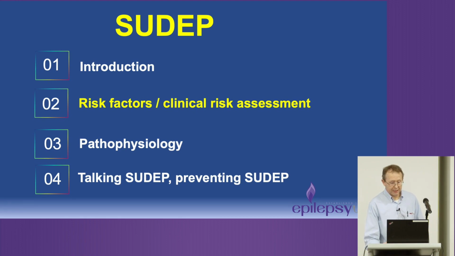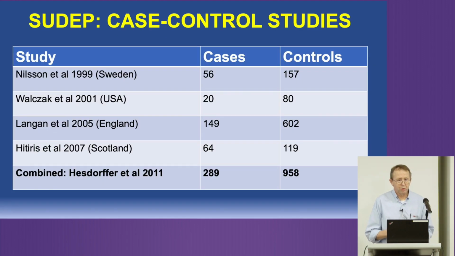So risk factors and clinical assessment. When we look at people at risk of SUDEP, the way we try and figure it out is we get a patient who's died of SUDEP and they get a control. So that's someone with epilepsy who didn't die. There have been multiple studies of this to look at what the factors are.